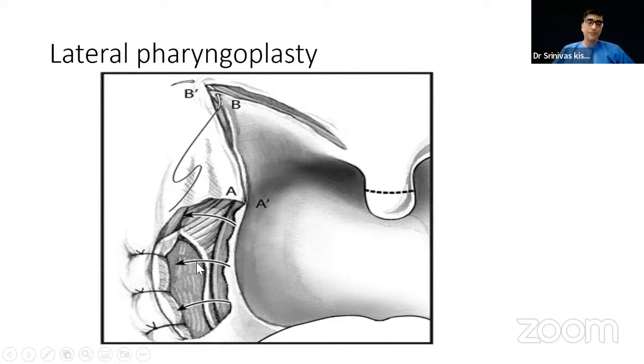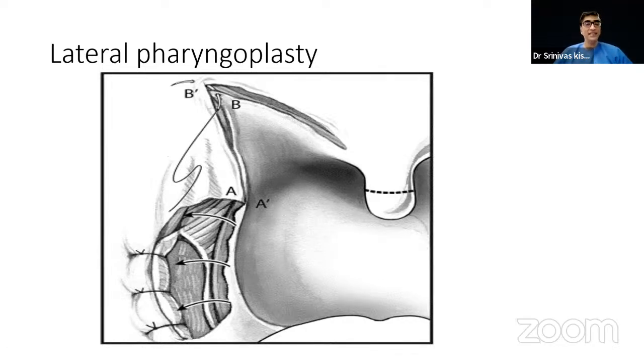Now, this is a procedure that I have no experience in, for a very good reason: once you cut the superior constrictor muscle, you are entering into the parapharyngeal space. This procedure is extremely painful. I've had a very bad experience with it. I have just done it once and I have abandoned it.